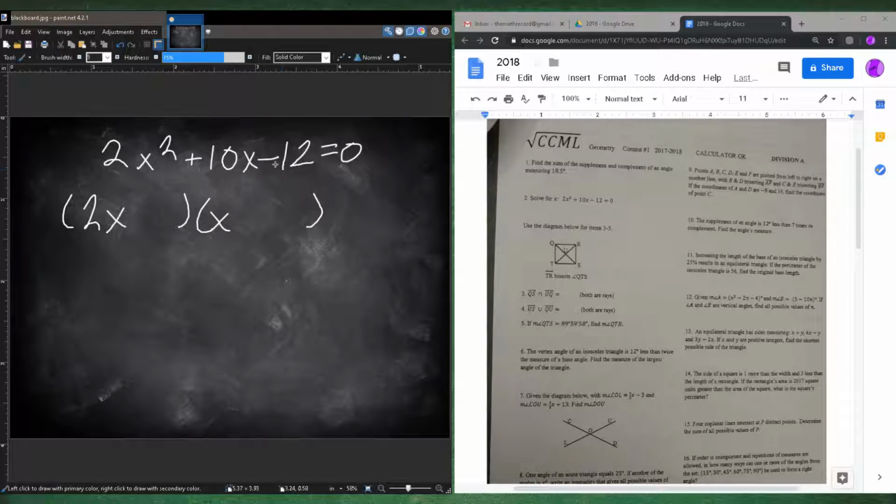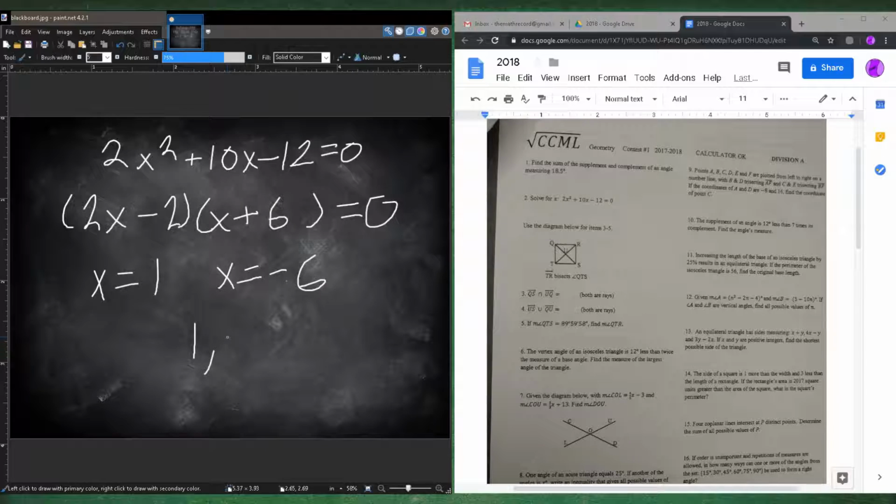Since this is minus and this is plus, that means the positive number has to be greater than the negative number when it multiplies out. So it has to be a 6 and a 2. Right, so that's 2x squared plus 12 minus 2, so that's plus 10, and then minus 12, okay. So the answer is x is equal to 1, or x is equal to negative 6.